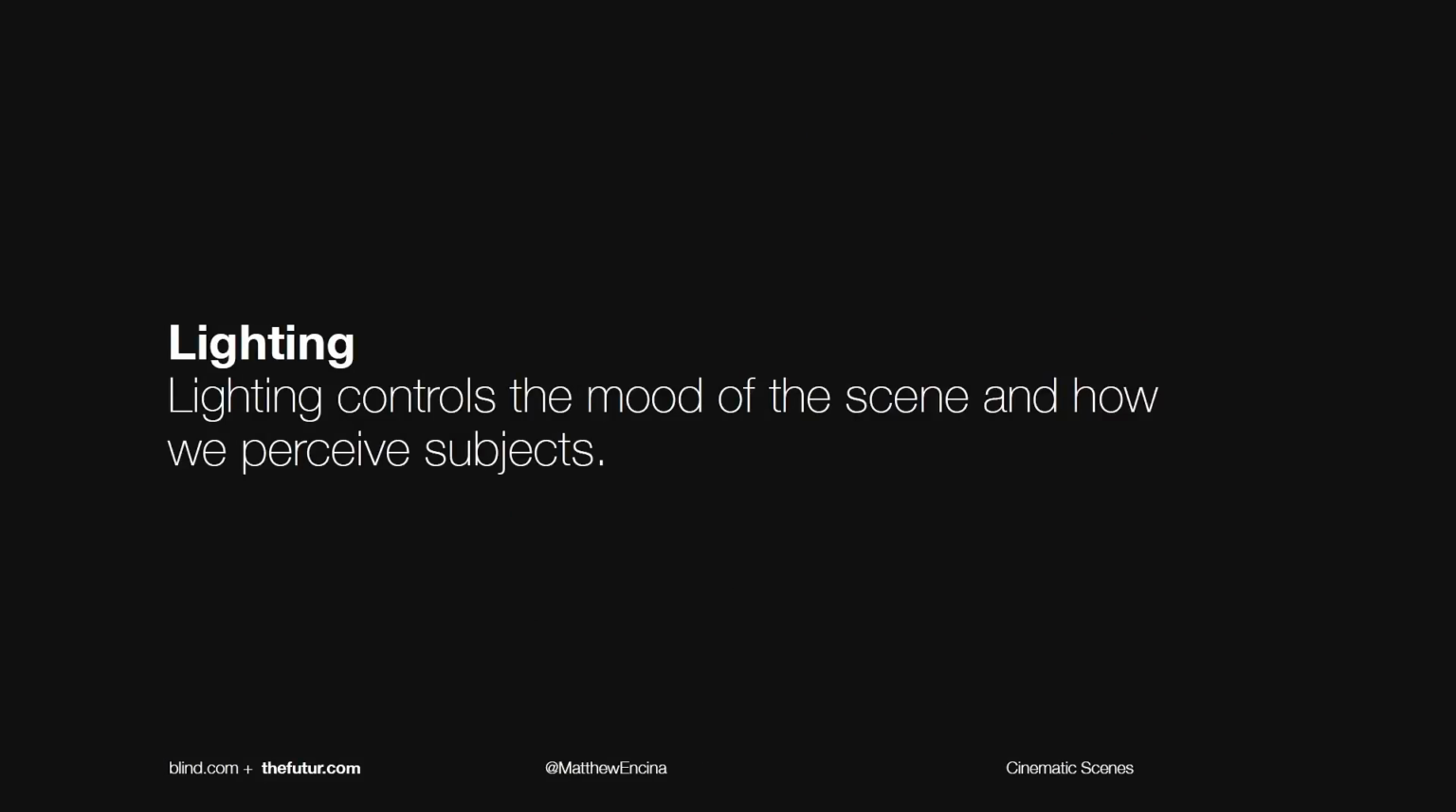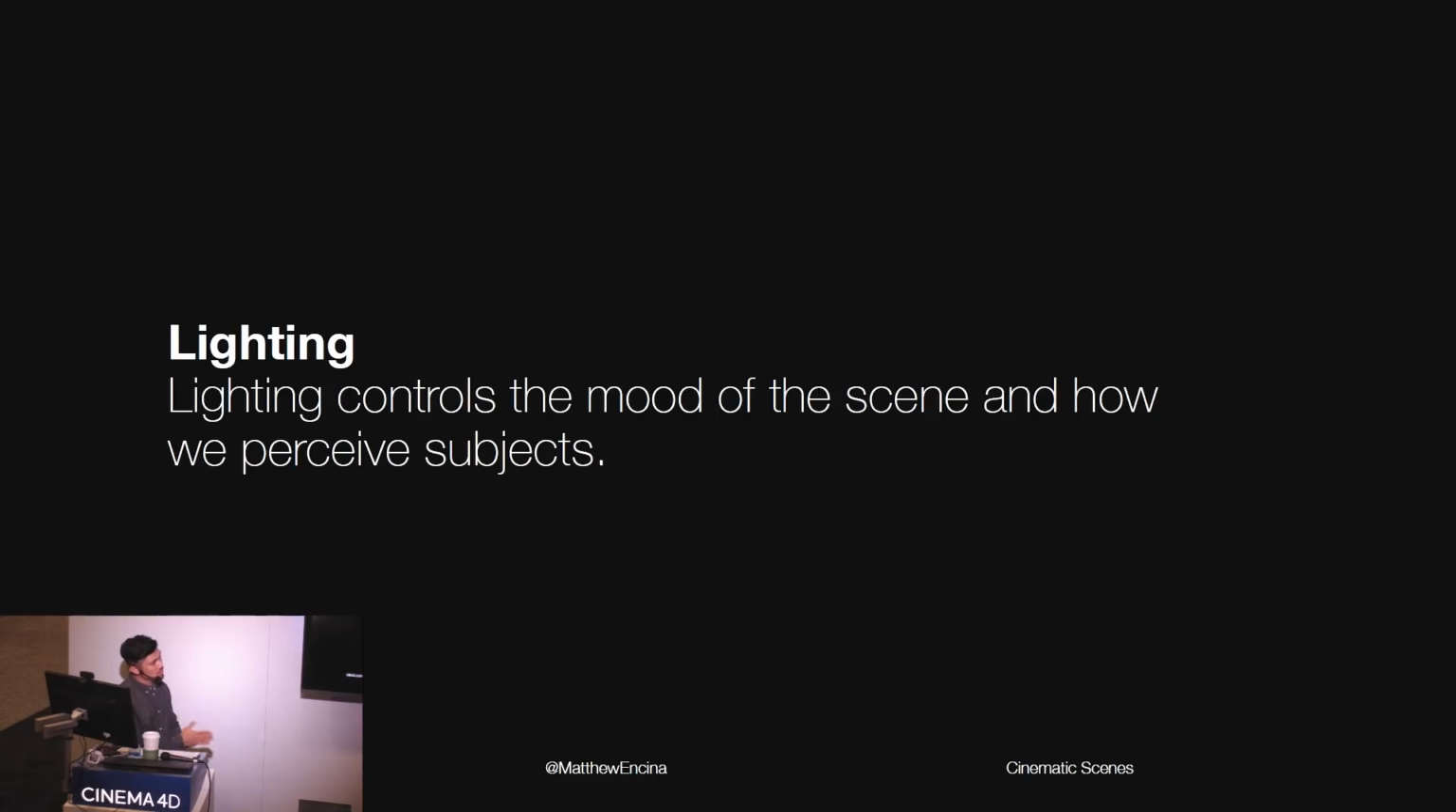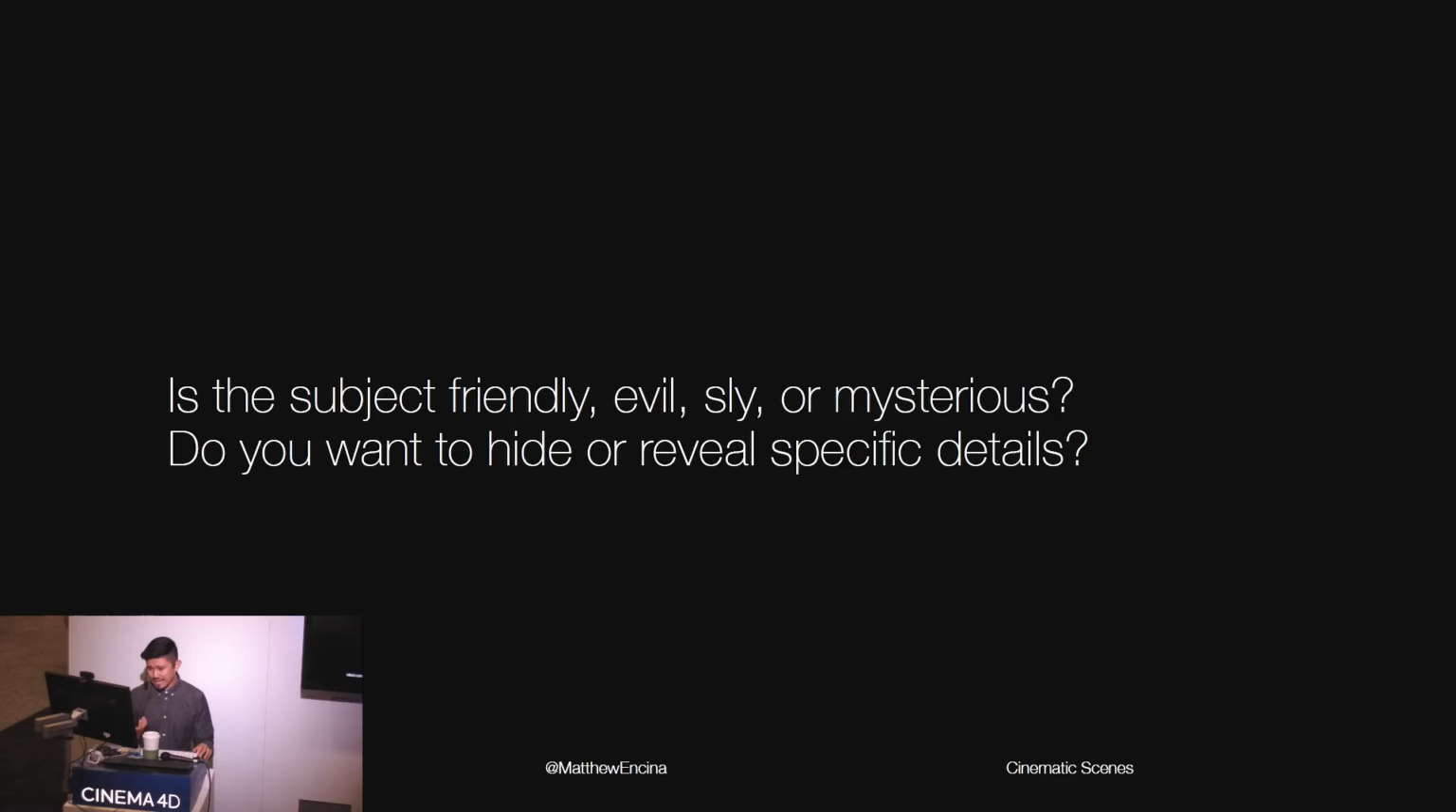Next, let's talk about lighting. Lighting controls the mood of the scene and how we perceive the subjects. So this is just as important as a camera, but lighting really dictates what we're looking at. And so when you guys are lighting your scenes, you've got to think about the subjects that you're lighting. Are they friendly? Are they evil? Are they sly? Are they mysterious? Do you want to hide or reveal specific details about them?